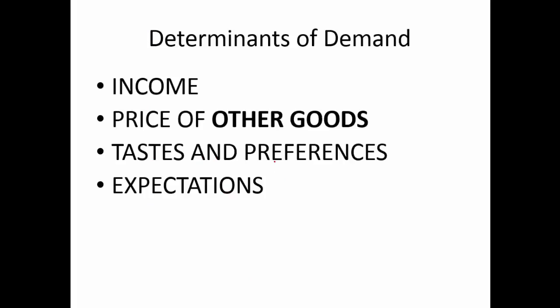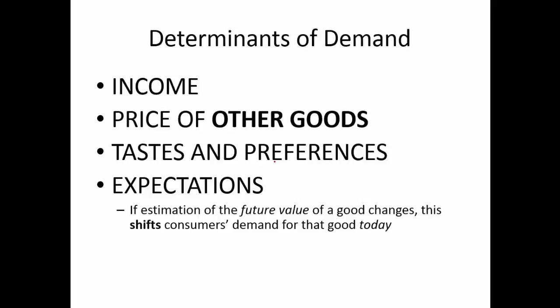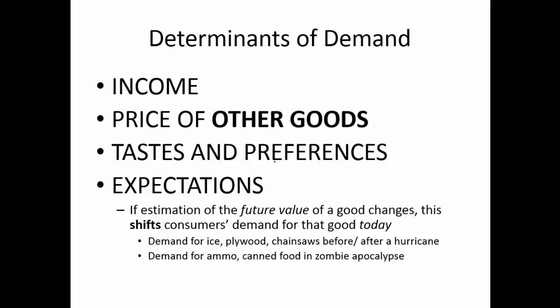Okay, expectations. If the estimation of the future value of a good changes, that shifts demand for the product today. It's a pretty observable phenomenon. Before, during, and after hurricanes, you see shifts of demand for certain articles that become extremely useful, both in preparing for a storm and cleaning up after a storm. Here's one. How about demand for ammo and canned food if we are expecting a zombie apocalypse?